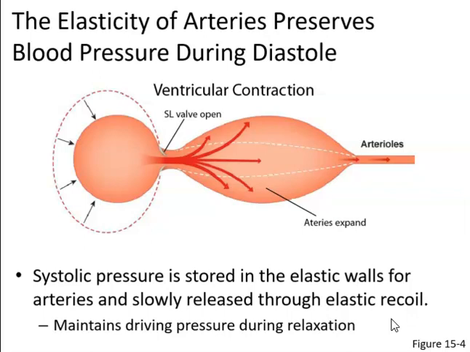So here we can see a diagram in which the systolic pressure is stored in the elastic walls of arteries and will be slowly released through elastic recoil, which helps maintain the driving pressure during relaxation. So first we have contraction of the ventricles. The semilunar valve will open and blood is ejected from the ventricles and flows into the arteries. The aorta and the arteries will stretch or expand and store pressure in the elastic walls.